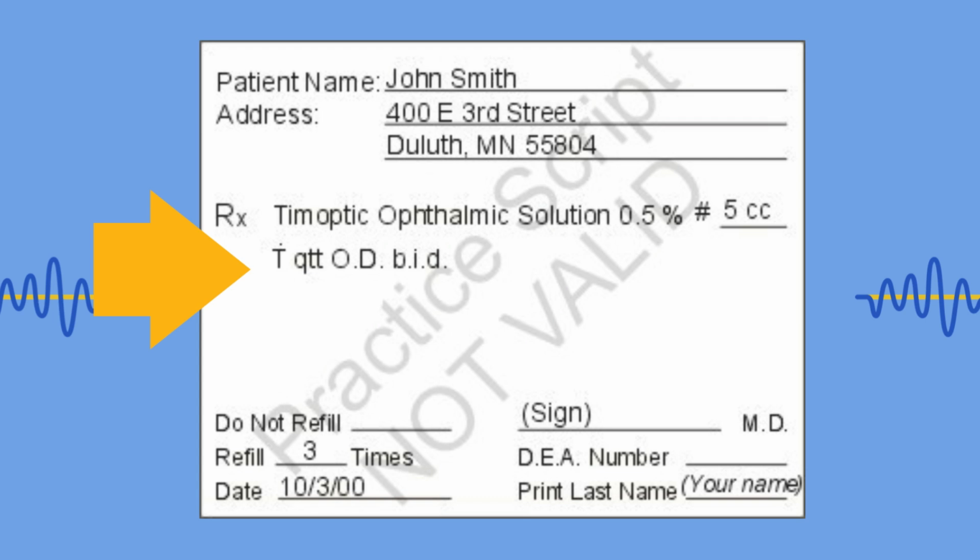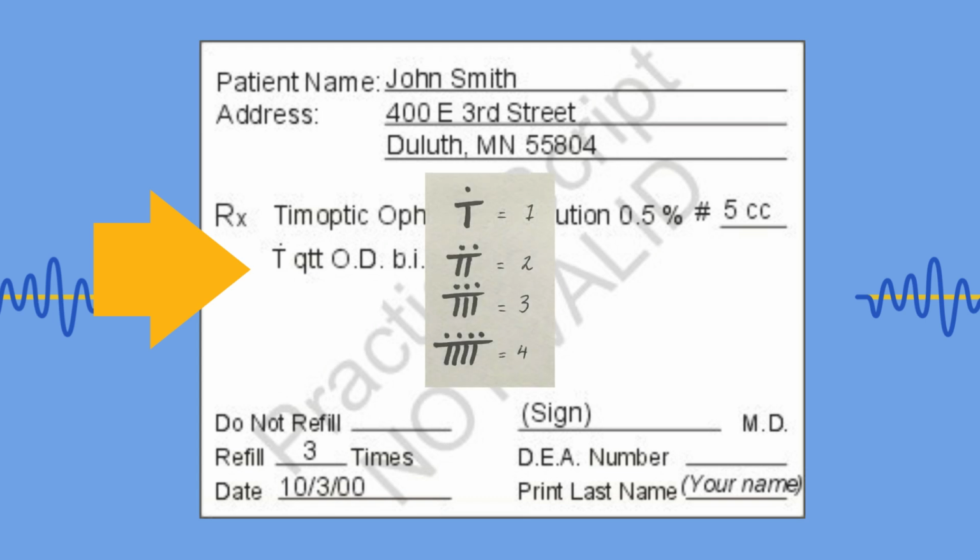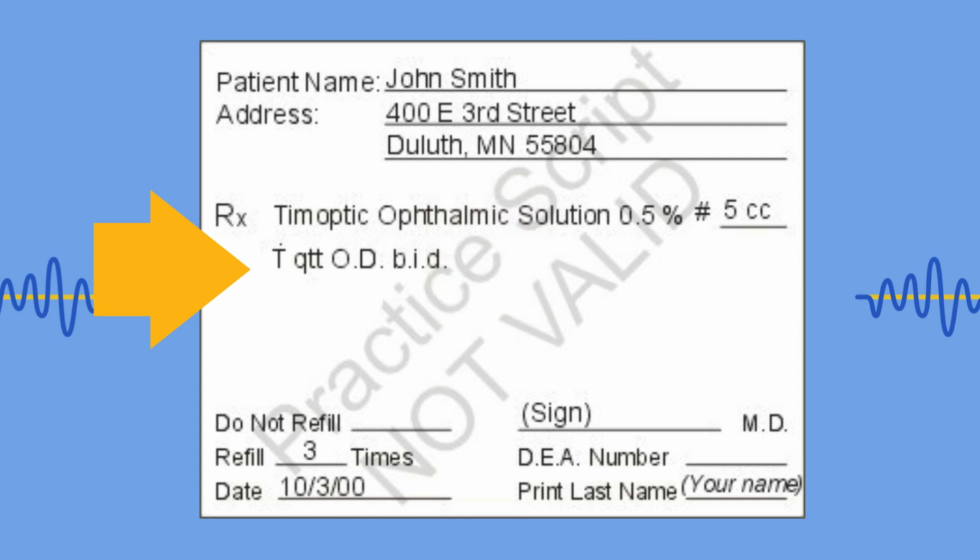Here's how it works. If there is one T with a dot above it, it means 1 drop. If there are 2 T's with dots above them, it means 2 drops. If there are 3 T's with dots above them, it means 3 drops. For example, if your prescription says T with 1 dot GTT, it means 1 drop.